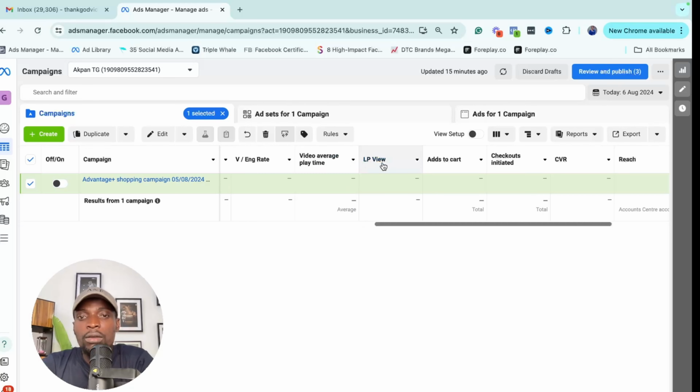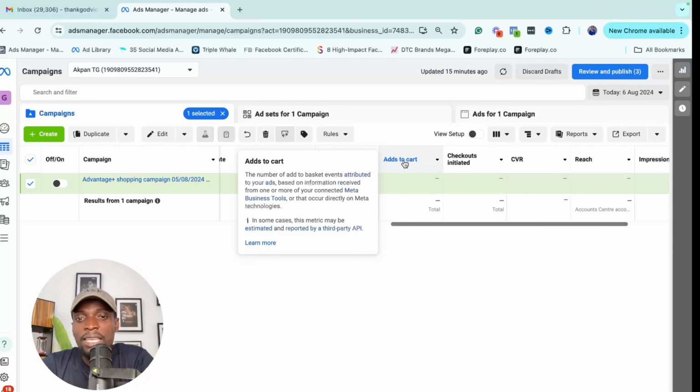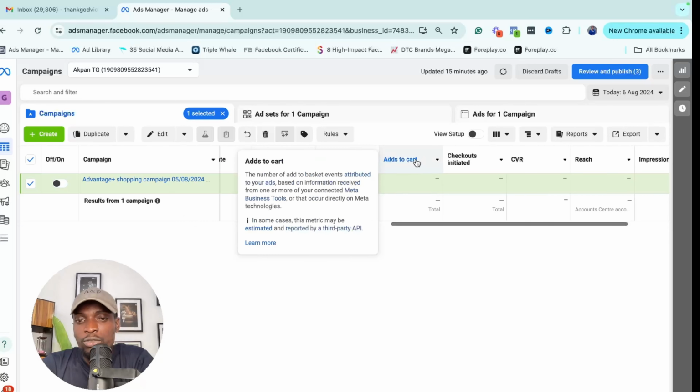So the landing page view percent rate is a very important metric to understand how your website is performing. Now after that, I set up the add to cart. I know that most people don't look at this anymore, but it's very important to look at this because it shows you how many people go to your website and how many people add to their cart. So if you're running e-commerce, this is how many people actually take a product and add it to their cart.